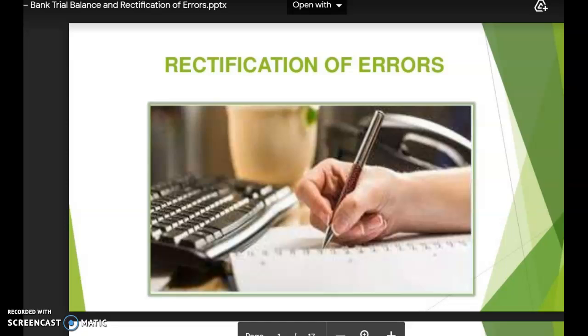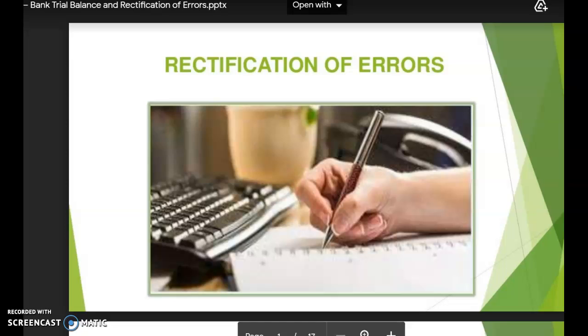Dear students, today I will share with you a very important lesson, that is rectification of errors. All those students who had attended my live class may recall that we had already covered this lesson in the live class. But as the lesson is very important, today I thought once again to take up this lesson. The title of this lesson is Rectification of Errors.